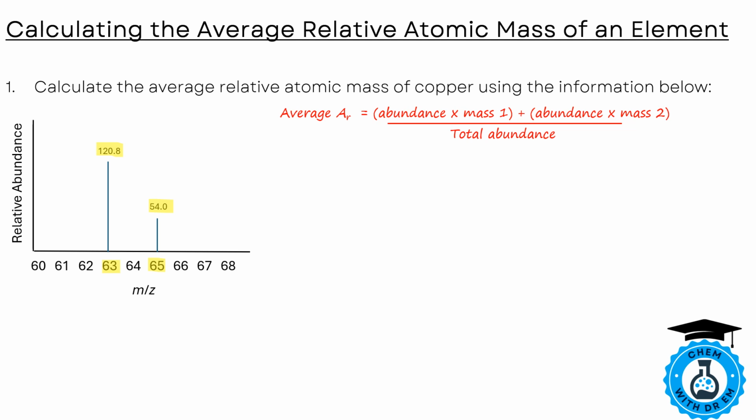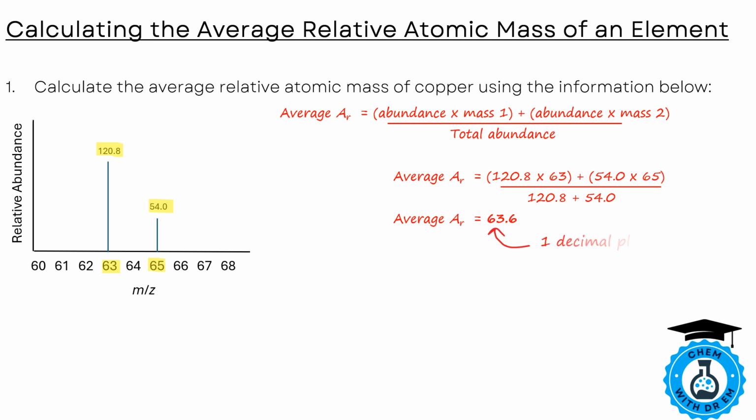So if we substitute that calculation for numbers, we can say the average relative atomic mass is 120.8 multiplied by 63 plus 54.0 times 65 divided by the total abundance, which is 120.8 plus 54.0. If we put all of that into our calculator, we get 63.6. This is our final answer, and we always give relative atomic masses or relative formula masses to one decimal place, even if that decimal place is 0.0. That's because they're all quoted to one decimal place in the periodic table.